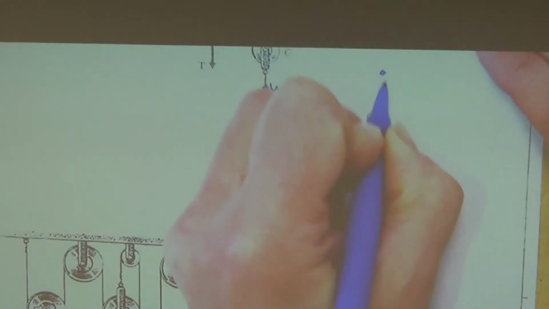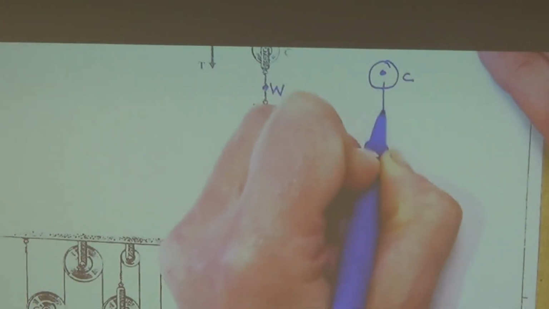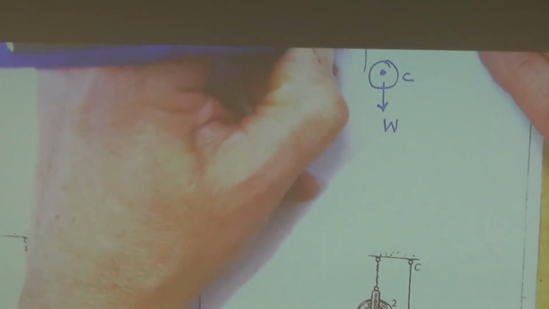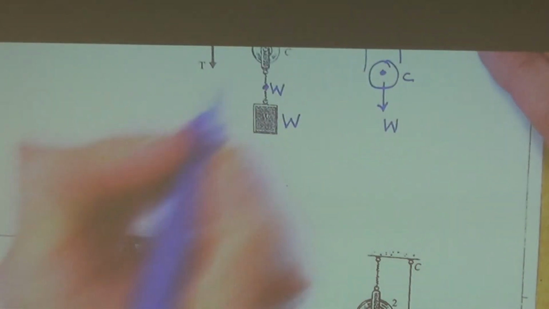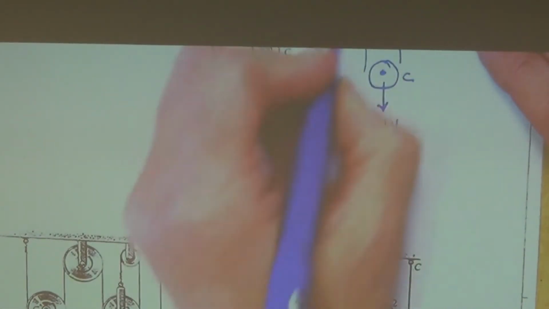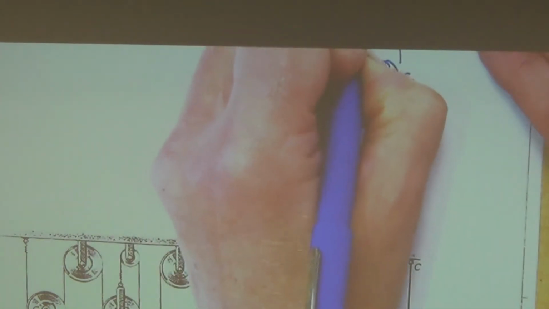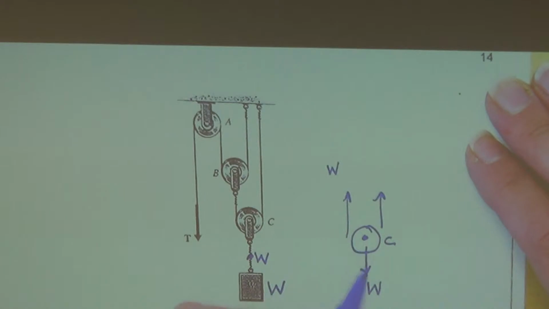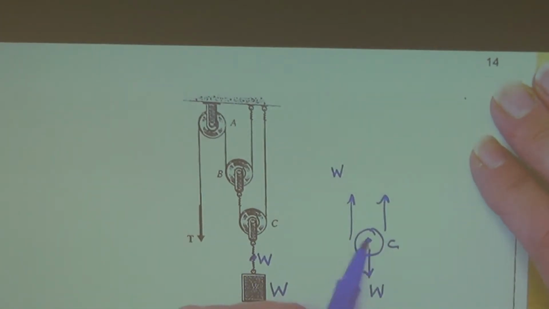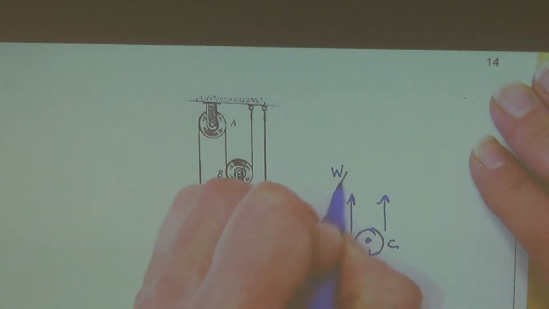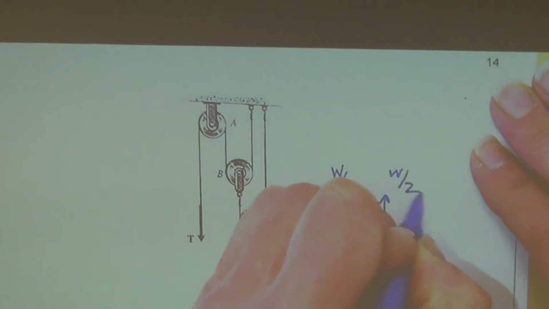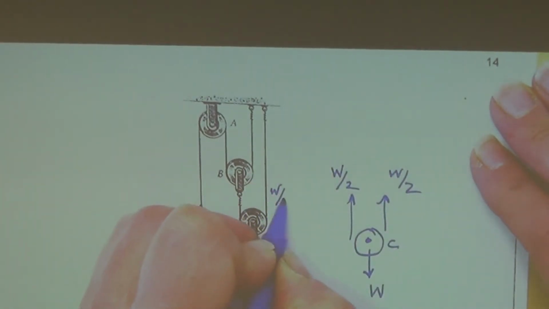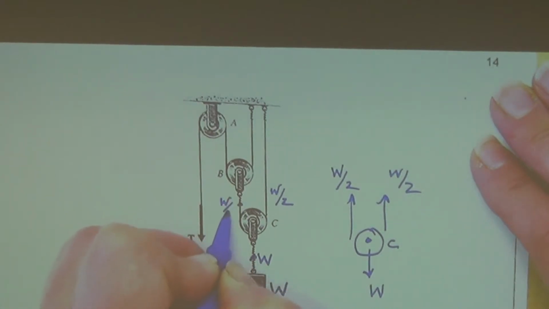And when I do a free body diagram of C, I have W going down, and I have two things going up. What is this gotta be? Oh, yes, thank you. So if this is W, I have W drawn down on pulley C, and two things drawn up. What are these gonna be? W over 2. So this is W over 2, this is W over 2.